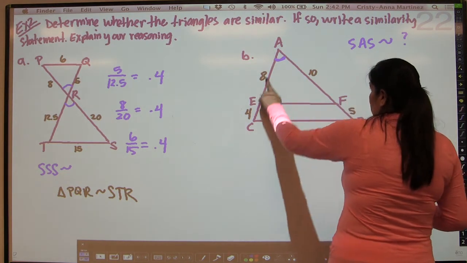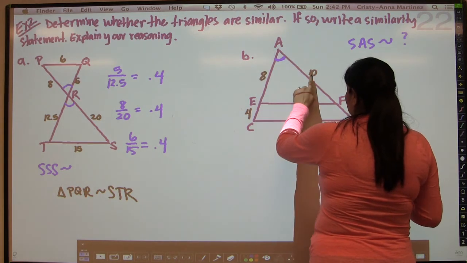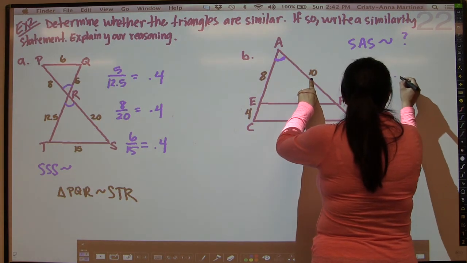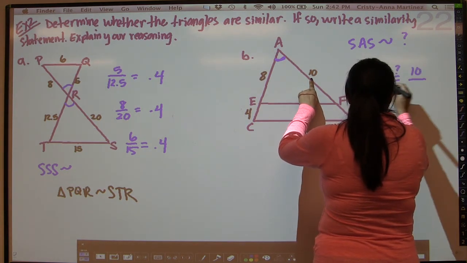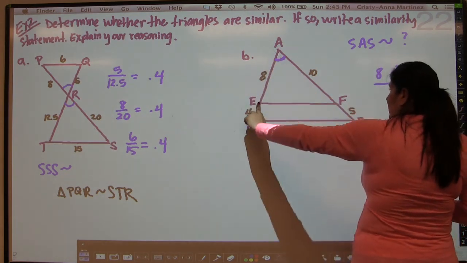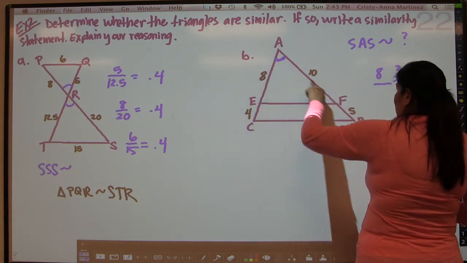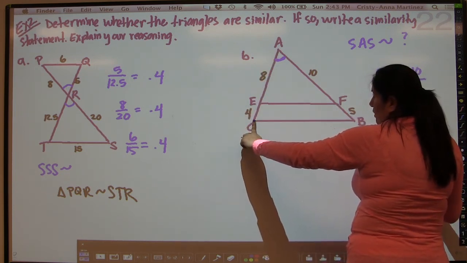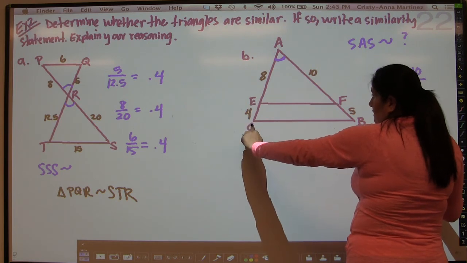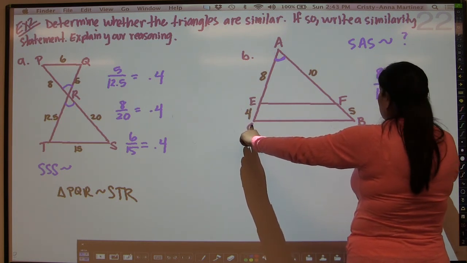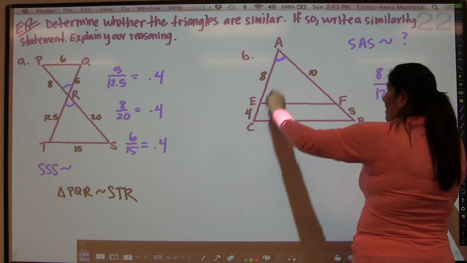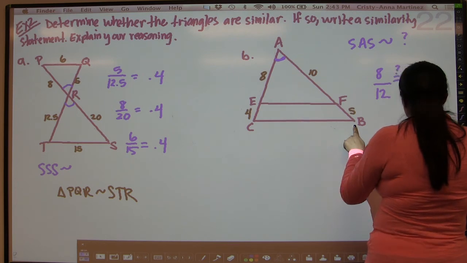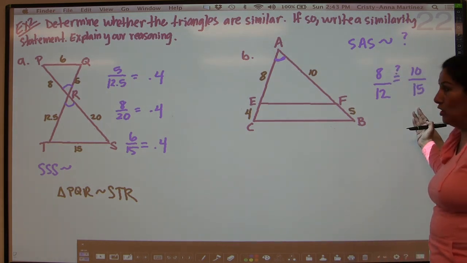So in the smaller triangle, the ratio is 8 to 10. Or I should say 8 question mark 10. Okay, so this side is 8 and this side is 10. So now what I want is this side. In other words, the big triangle is 8 plus 4. So that's 12. So I'm going to say 8 is to 12 as 10 is to 10 plus 5, which is 15. Now, as long as these have the same ratio, then we're good to go.